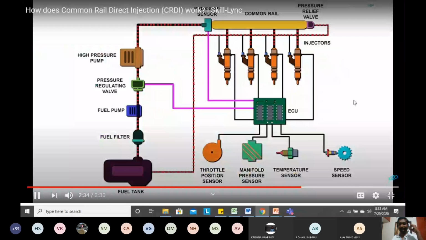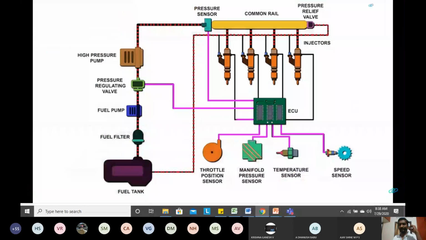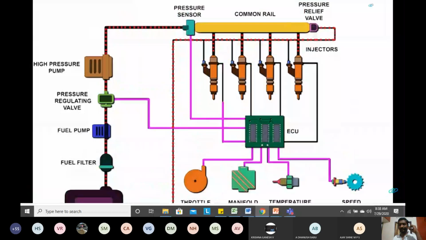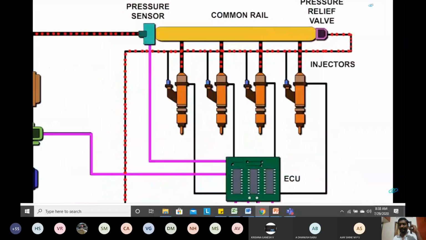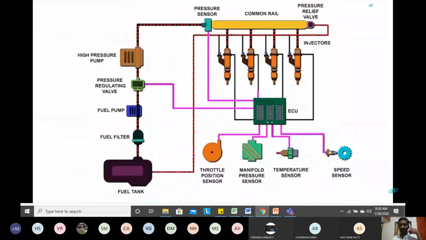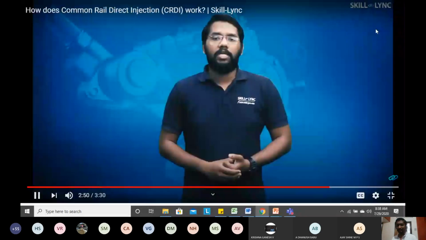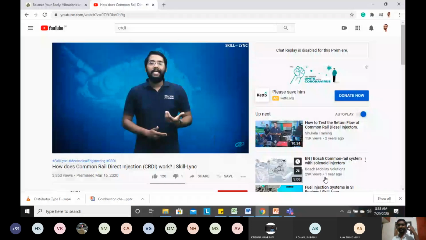The ECU detects the engine conditions on receiving signals from the sensors and controls the injectors for injecting the correct quantity of fuel at the correct time. Thus, the fuel gets injected into the cylinders at higher pressure based on the requirements. Now, this is how the CRDI works. As the injection is controlled electronically, this system is superior. So that's about this CRDI injection.